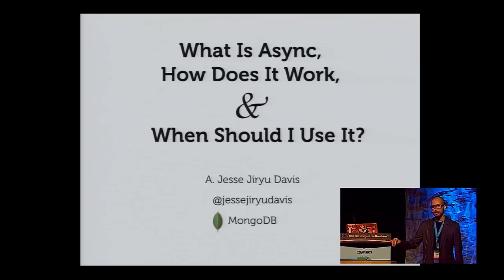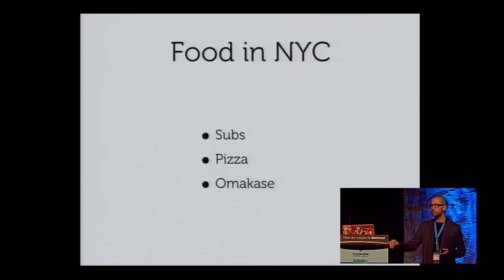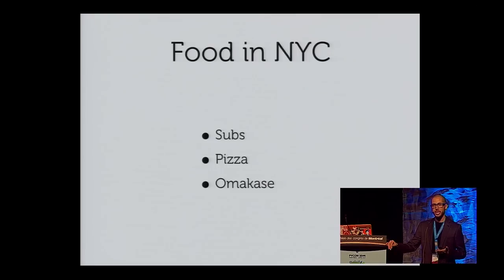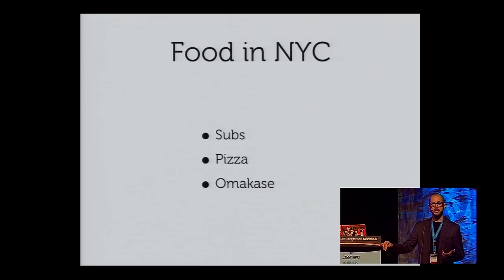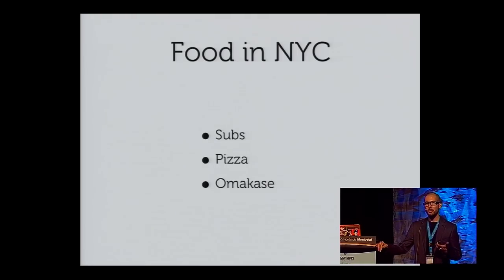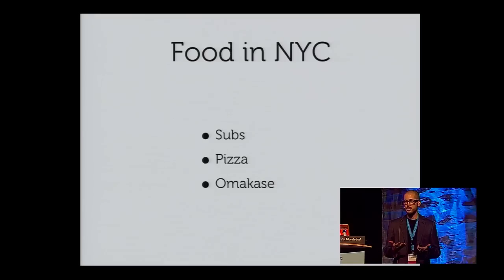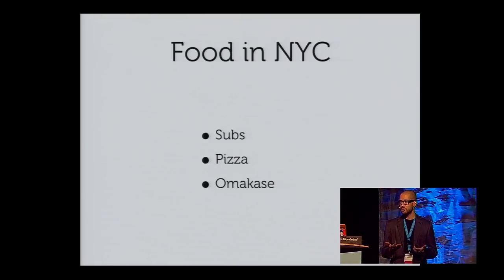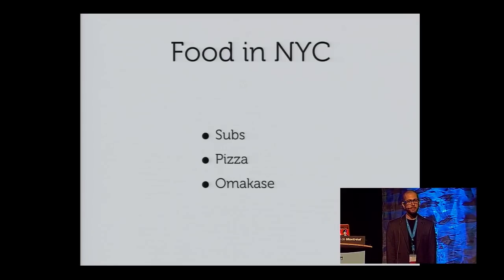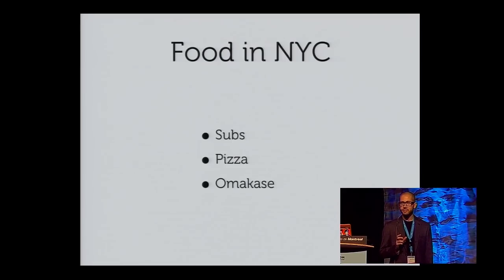So my name's Jesse Davis. I work for MongoDB in New York City. And as you probably know, in New York, we eat 3 kinds of food. We eat submarine sandwiches, pizza by the slice, and omakase, which is a Japanese word for something like, you go ahead and choose. It's when you go to a sushi restaurant and they just give you whatever is good that day. So New York is a crowded place, and each of these kinds of food has a different bottleneck as it tries to scale out to a very large number of clients.